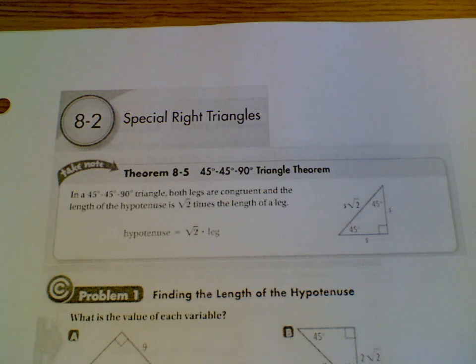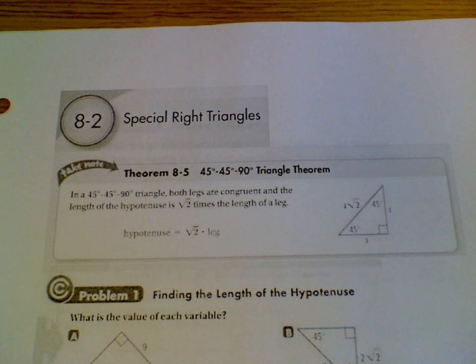Section 8.2 is about special right triangles. So that means that you either have a 45, 45, 90 triangle or you're going to have a 30, 60, 90 triangle. When I'm saying those numbers, I'm talking about the angle measurements within those triangles. So the first one we're going to do is the 45, 45, 90.